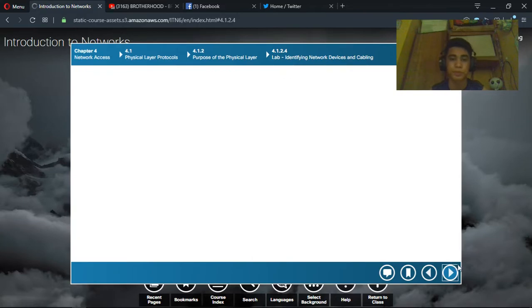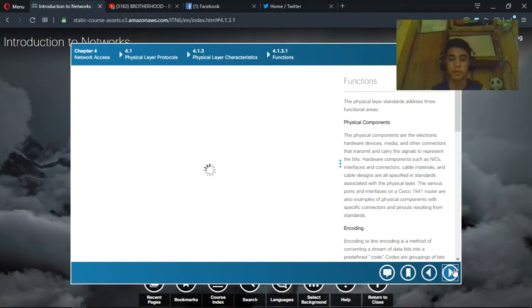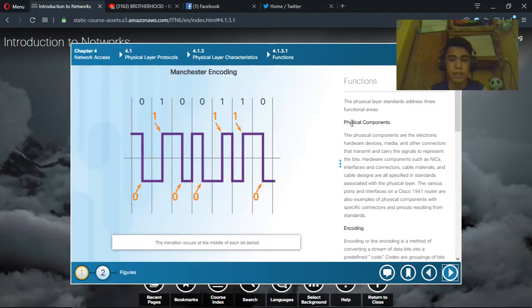The next, okay, the functions. The physical layer functions are physical components, encoding, and signaling. Physical components are the hardware devices, media, and other connectors that transmit and carry signals to represent bits. Hardware components such as the NIC. Physical components are mostly the hardware of networking.